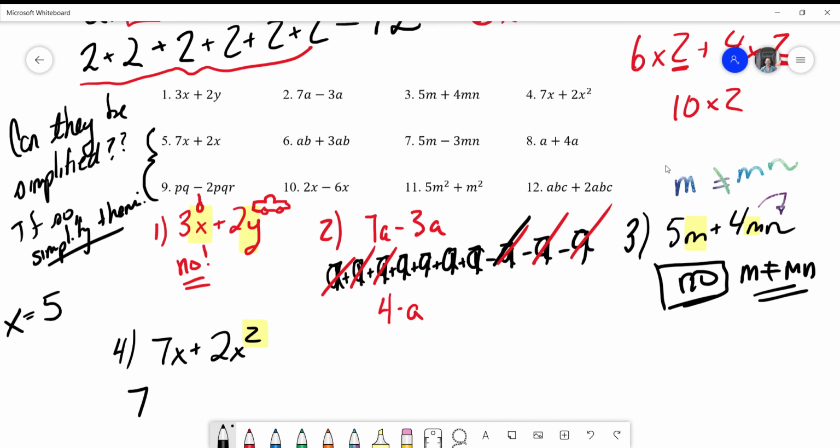this would be 7 times 5 plus 2 times 5 squared, which is 25. So 5 and 25 are not equal to one another, so we can't just say that this is equal to 9 times 5 because they're completely different numbers. So in this case, if you look at it, 7x plus 2x squared, x squared is not equal to x. Therefore, no, we cannot add them together. So try to work on those other questions. Pause it here and try to work on 5 through 12.